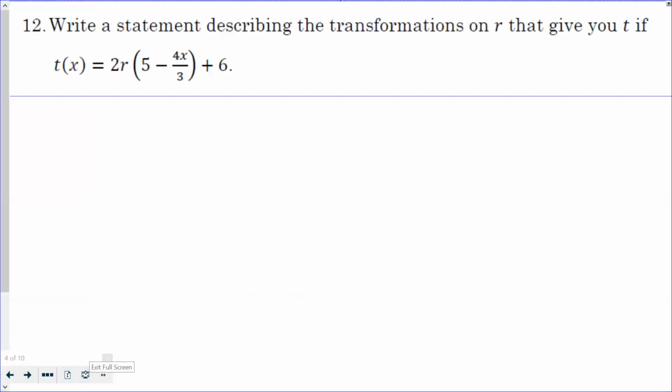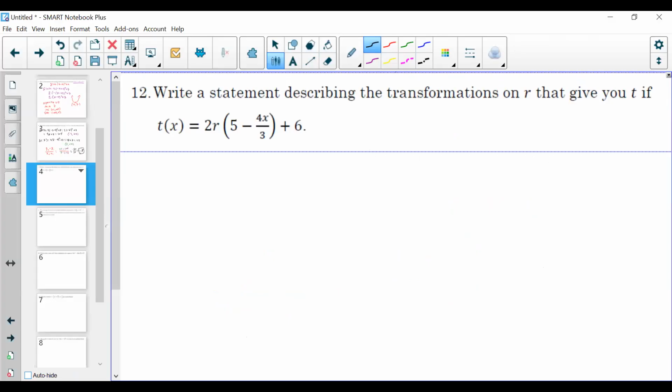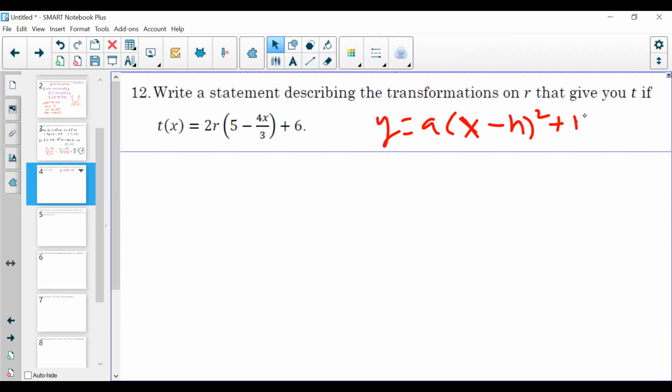All right, so number 12, write a statement describing the transformations on R that give you T is what we have. So what I'm going to do is fix it up first, put it in that quadratic form. I want to put it in the form y equals a times x minus h, plus k. So that's the first thing I want to do. I want to fix this equation to be in that form.